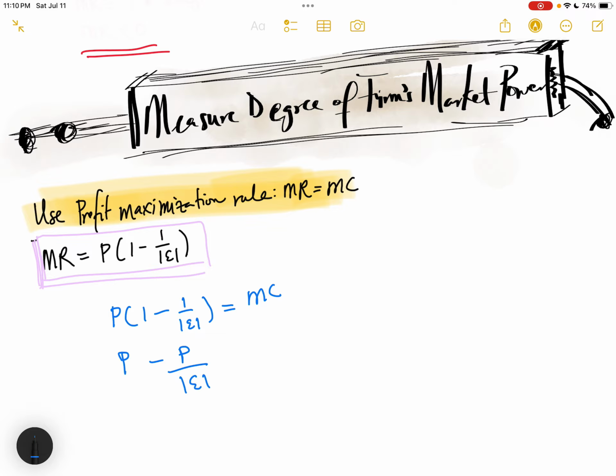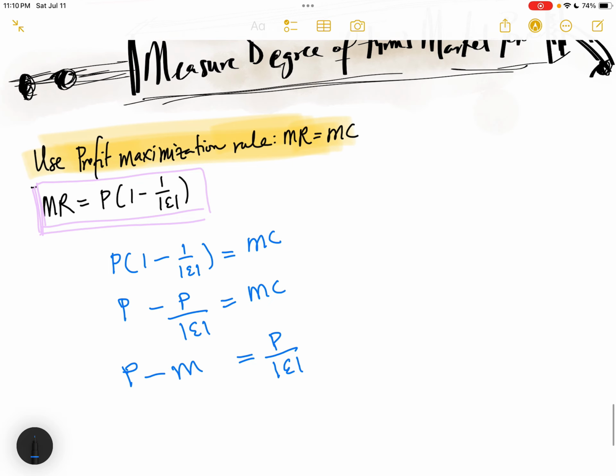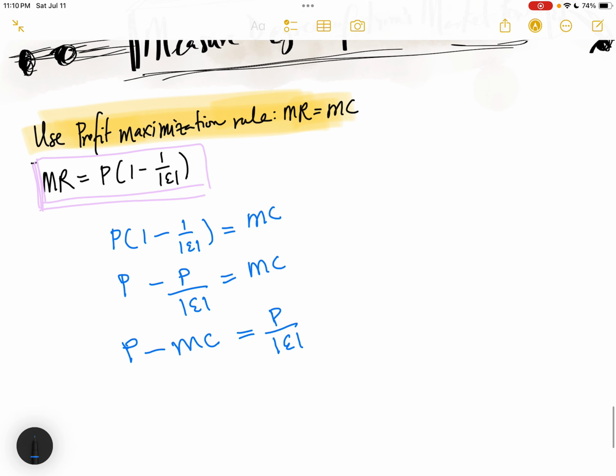P minus P over the absolute value of elasticity equals MC. I want P minus MC on the left hand side equal to P over the absolute value of price elasticity of demand, and I multiply through by P so that I have P minus MC over P equal to 1 over the absolute value of price elasticity of demand. And so I have the Lerner index calculated as P minus MC over P equal to 1 over the absolute value of elasticity.